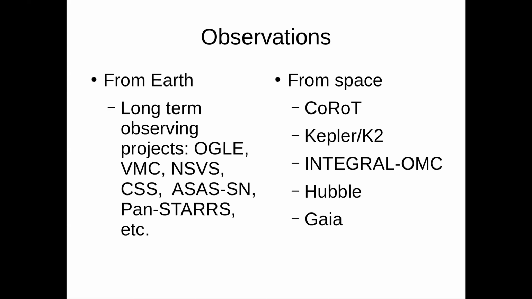From space, there have been CoRoT observations. CoRoT was specifically a mission to observe asteroseismology, but then there was one classical Cepheid which turned out not to be a classical Cepheid. In Kepler, but in K2, there are many type 2s. Then there is the INTEGRAL OMC survey.